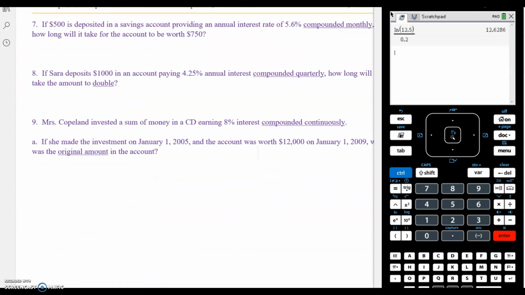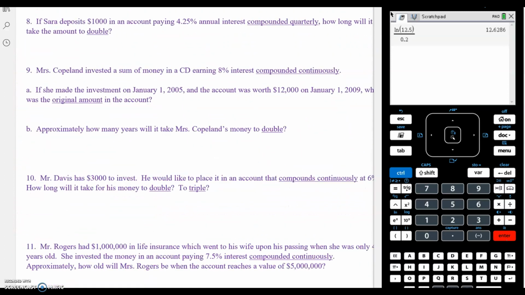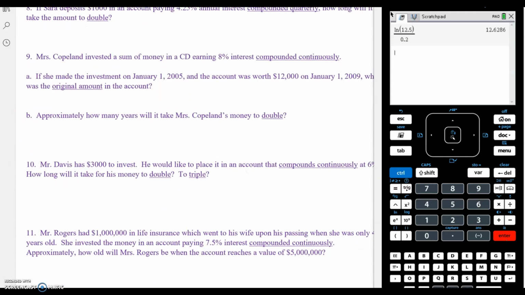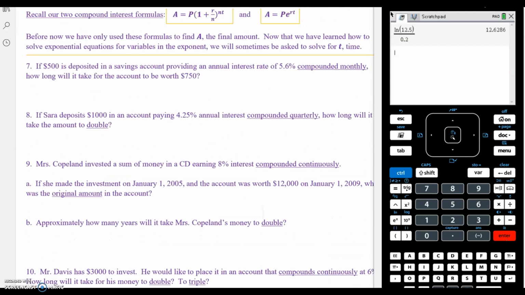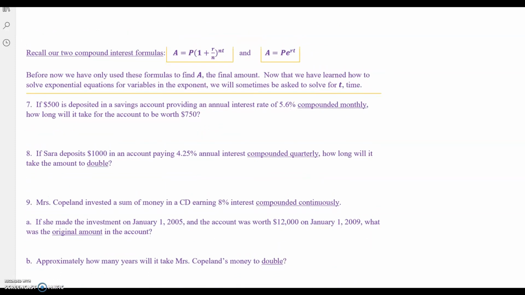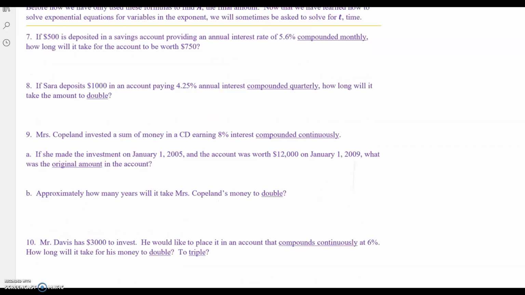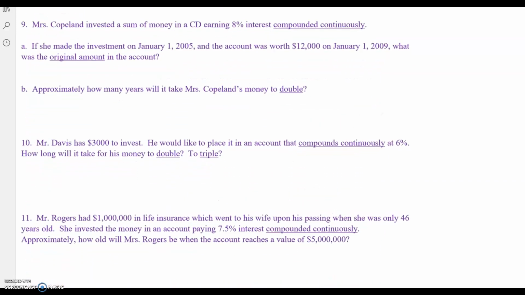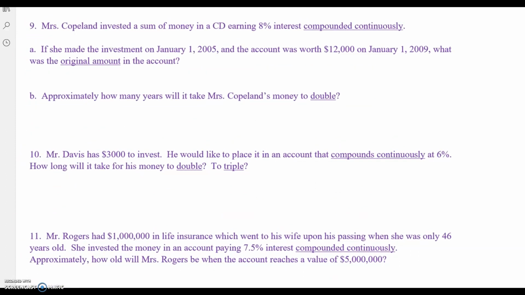Let's scroll down to number 9. Number 9 is a continuously compounded interest problem. And you can see the formulas for compound interest up there. And since it's continuously compounded interest, I want to use this formula, the PERT formula. So number 9 starts out and it says that Mrs. Copeland invested a sum of money in a CD earning 8% interest compounded continuously. And there's our keyword, continuously.